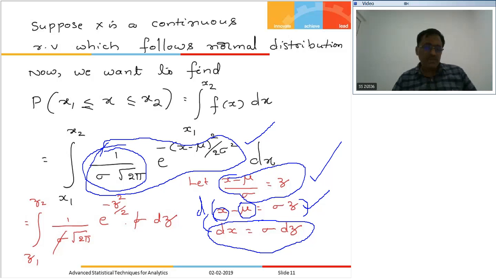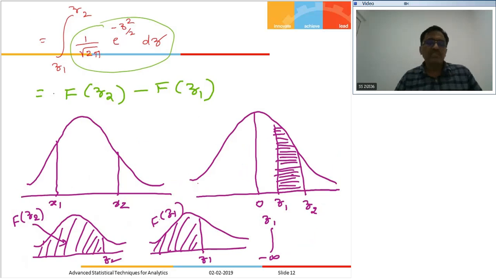And one more observation you might have had. Now what we are doing is we are replacing x in terms of z. Then obviously this x1 becomes some other value. Suppose it is z1. Suppose x1 is becoming z1. And similarly x2 is becoming z2. Then we'll go to the next one. This is what we get.